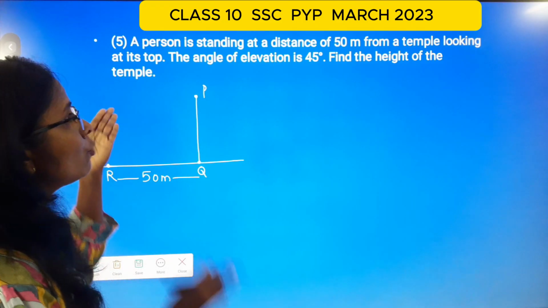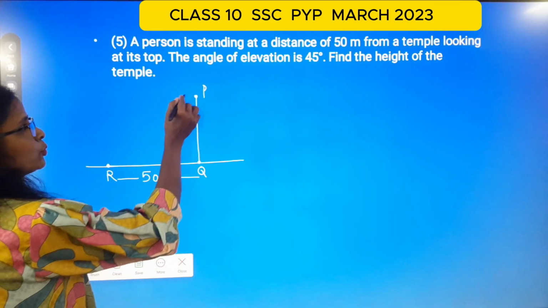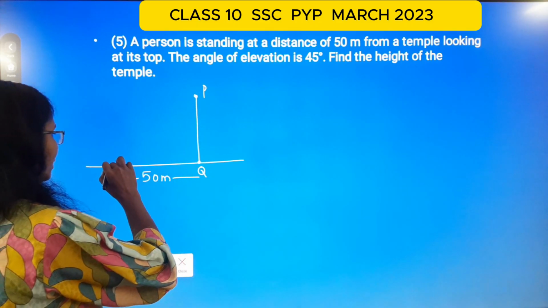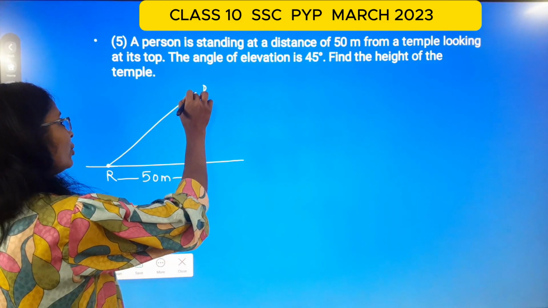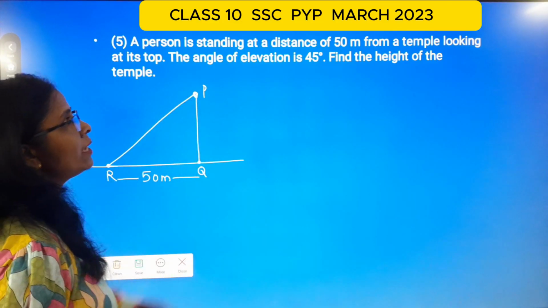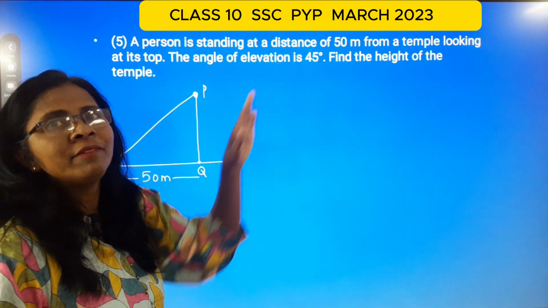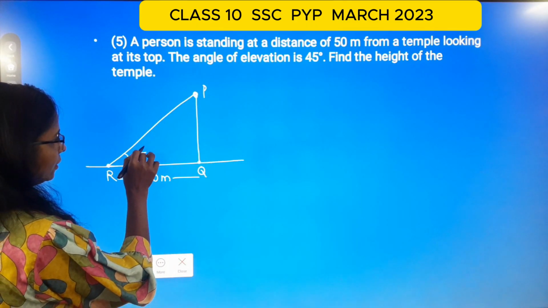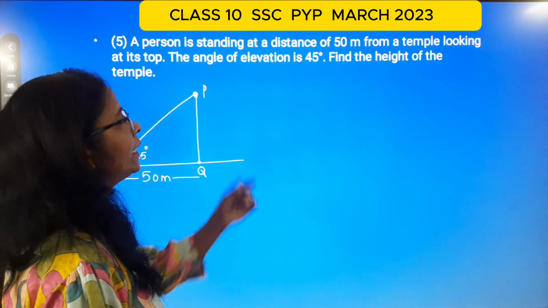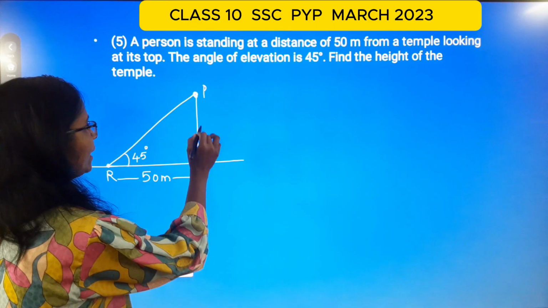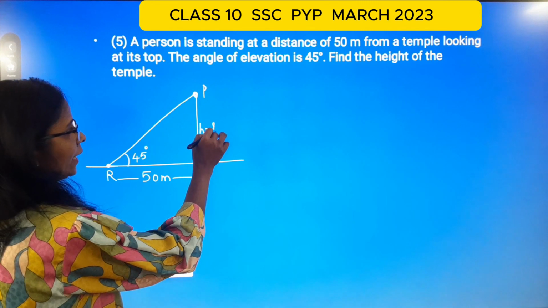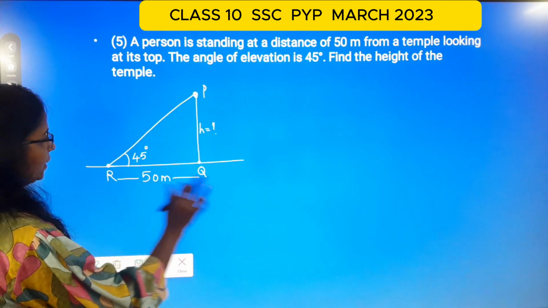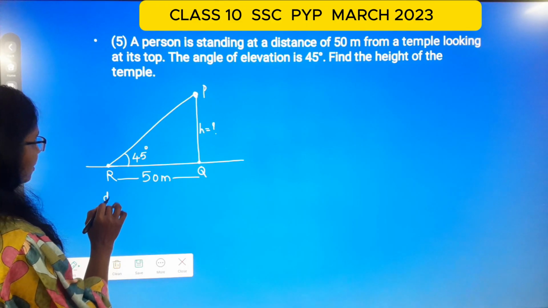Then looking at the top. So this is the top of the temple. So here the person looking at the top, so here at this place, makes the angle, and that angle is the elevation. Okay, so angle of elevation, that means the 45 degree, this angle. Okay. Then we have to find the height of the temple, that means we have to find out this height of the temple.